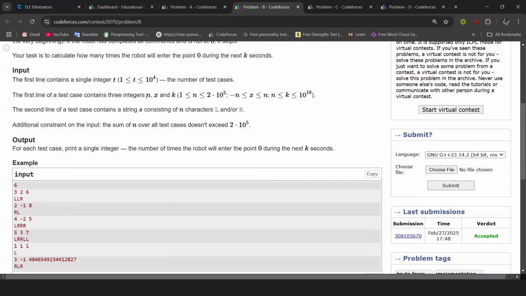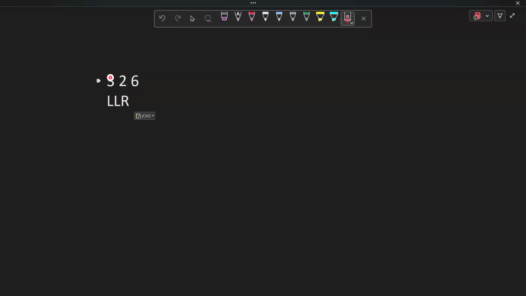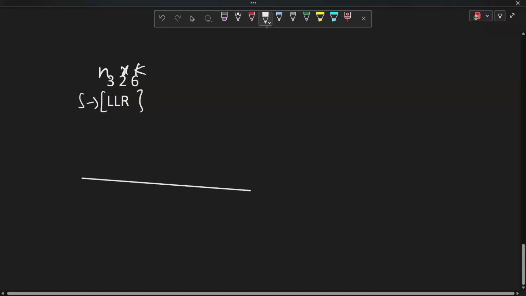Okay, so basically, I hope you understood the question. So let's take this example and understand. So you are given n, x, and k. So this is n, this is x, this is k, and a string s. This string s just denotes the sequence of commands that you can execute. Okay, so what does this mean? It means x is 2.